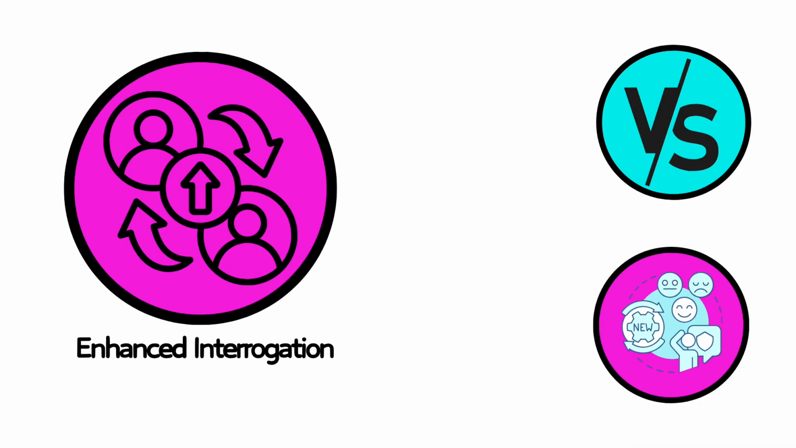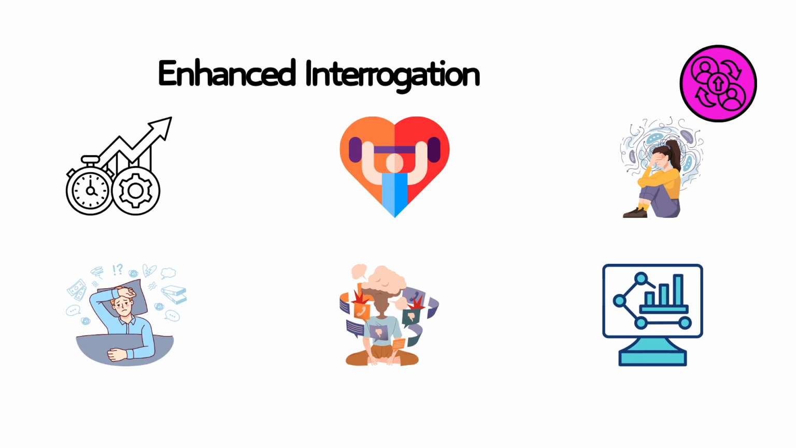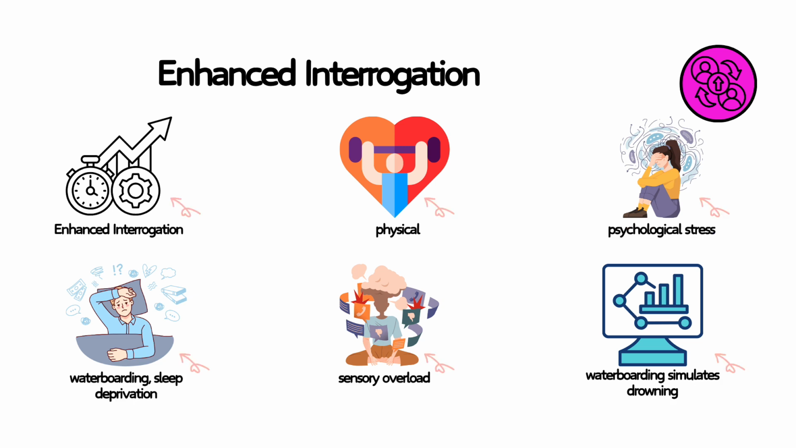4. Enhanced interrogation. Enhanced interrogation refers to methods that go beyond standard interrogative practices, often involving physical or psychological stress to elicit information. These techniques are highly controversial and include methods like waterboarding, sleep deprivation, and sensory overload. The rationale behind enhanced interrogation is to break down the subject's resistance through extreme discomfort or fear.